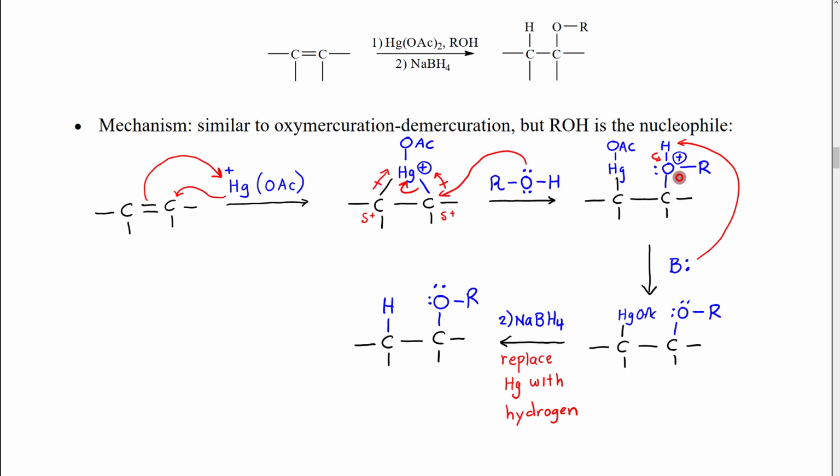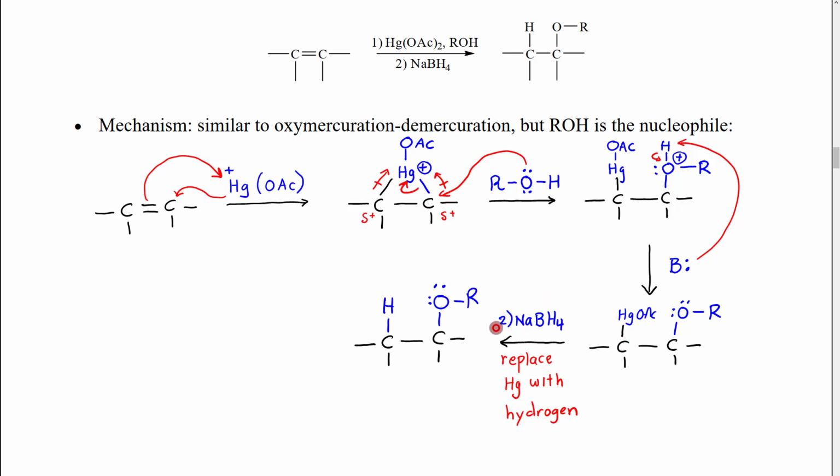Ideally, the molecule would like to lose this formal charge, and so a base in the system will deprotonate this positively charged oxygen. By removing that hydrogen, a pair of electrons will go onto the oxygen, and we end up with this molecule, which has mercury attached to one carbon and our desired alkoxy group on the other carbon. We would prefer not to have the mercury. These molecules are actually quite toxic and explosive.